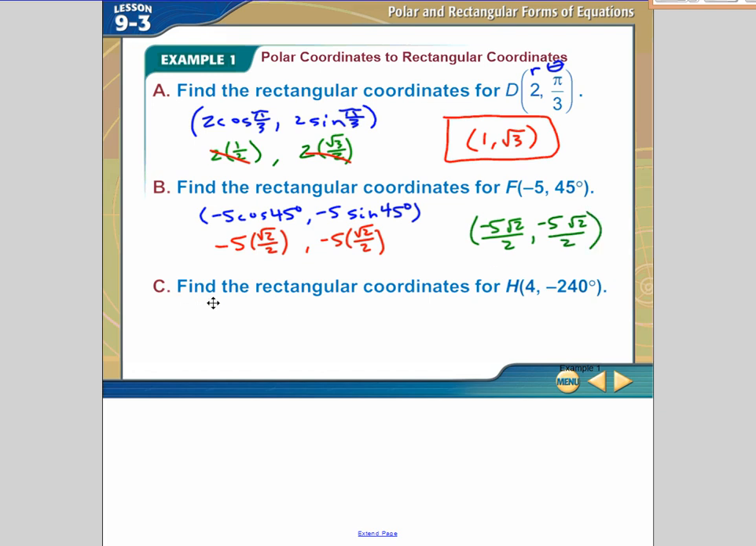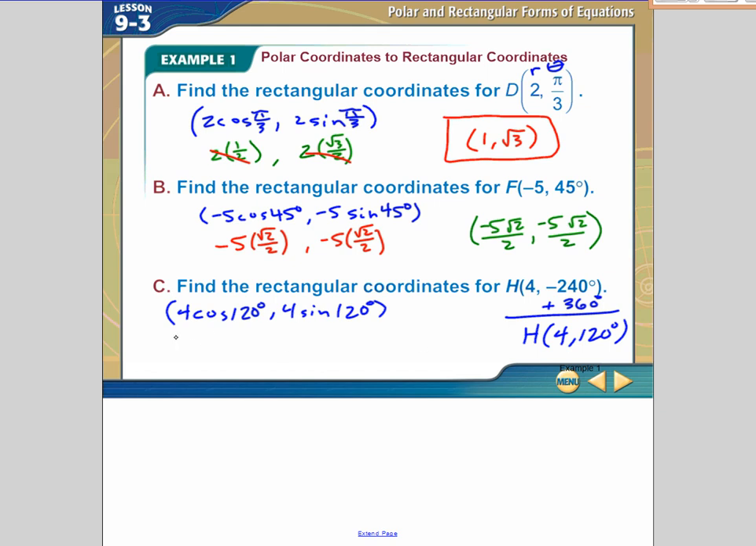Last one. Go back. Now I don't like negative angles, so I'm going to add 360, which I can always do. This means that this point H is the same thing as 4 comma 120 degrees. So if I wanted to find this, I need 4 times the cosine of 120 and 4 times the sine of 120. Well, 120 degrees is the same thing as pi over 3. It's actually 2 pi over 3. So 2 pi over 3, fold your pi over 3 finger.